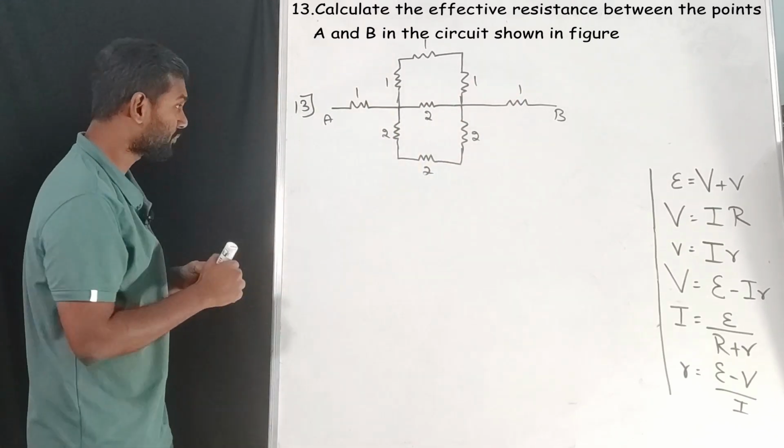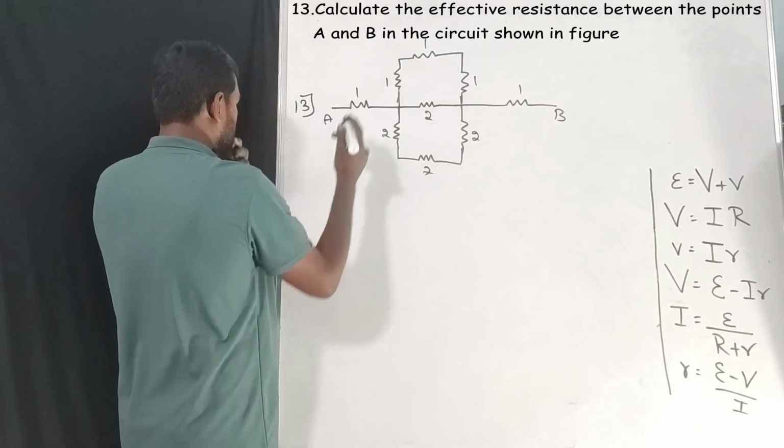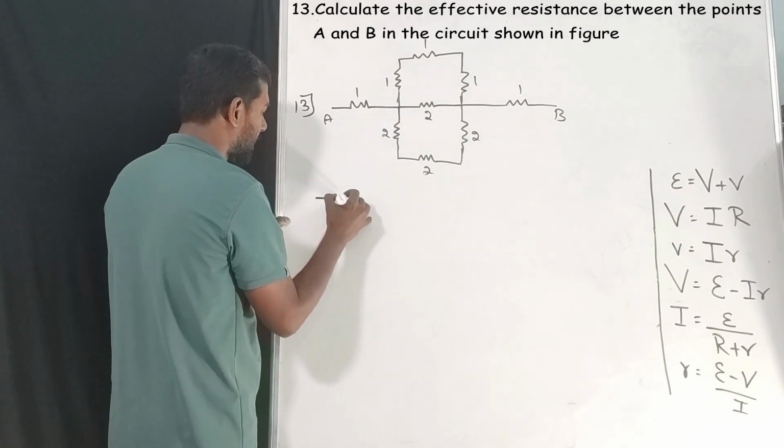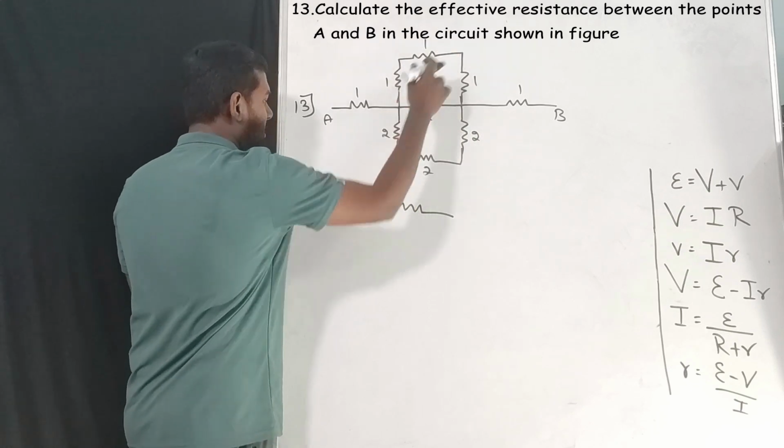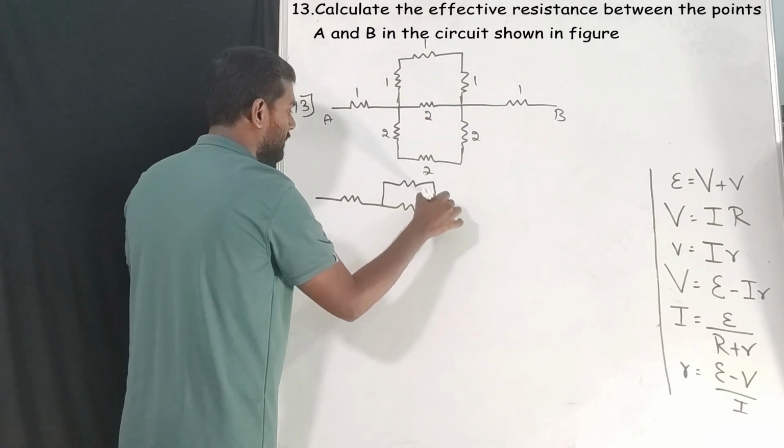Okay, we'll understand. Listen, first, anyhow these three are in series. I'll write the diagram so that you will understand. After solving these three and these three are in series, see, it will become like this.